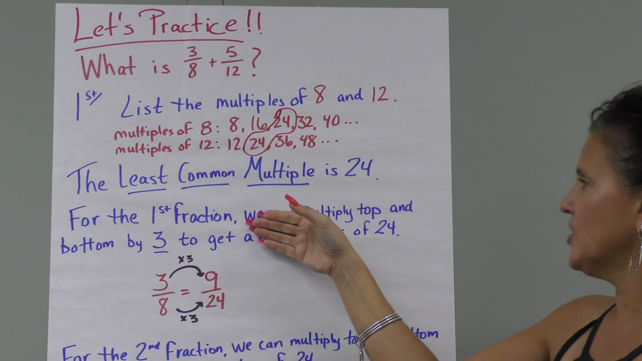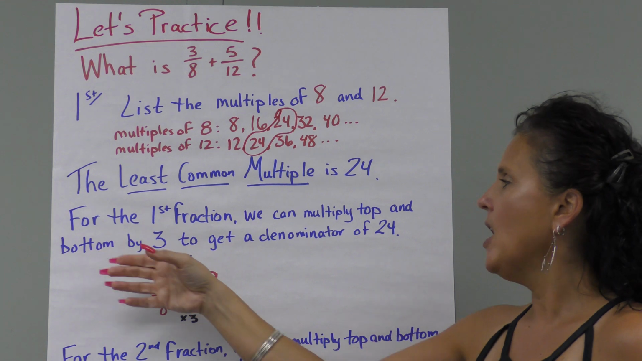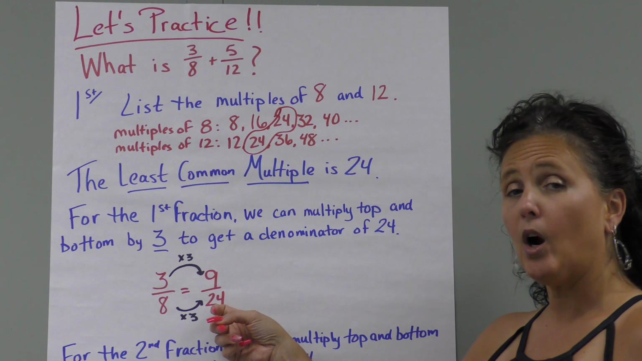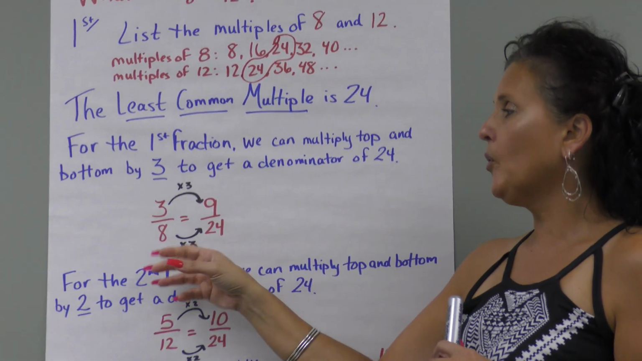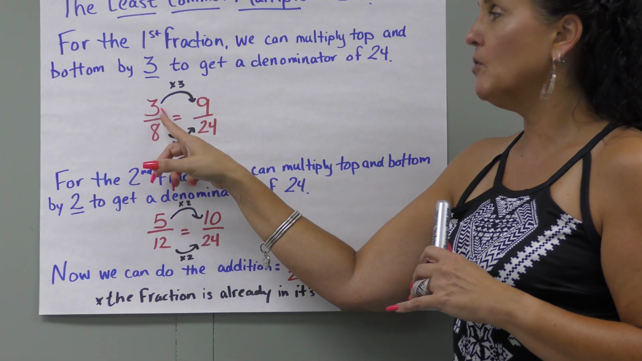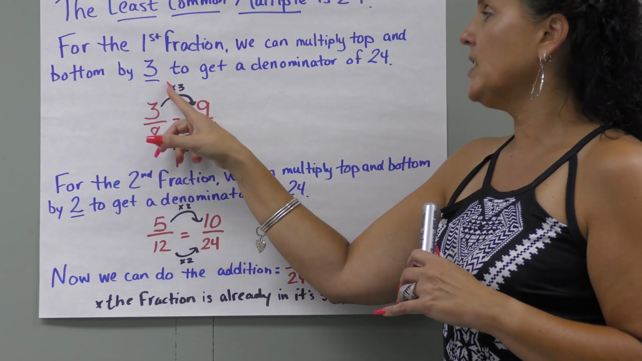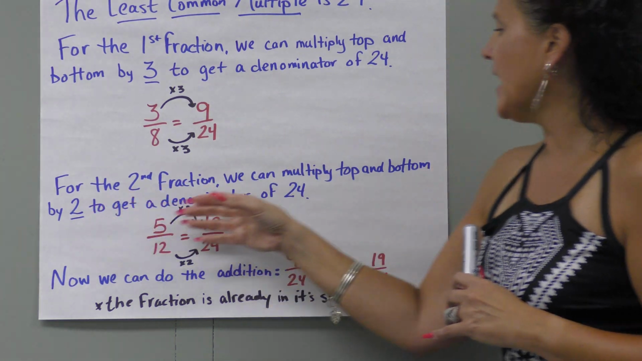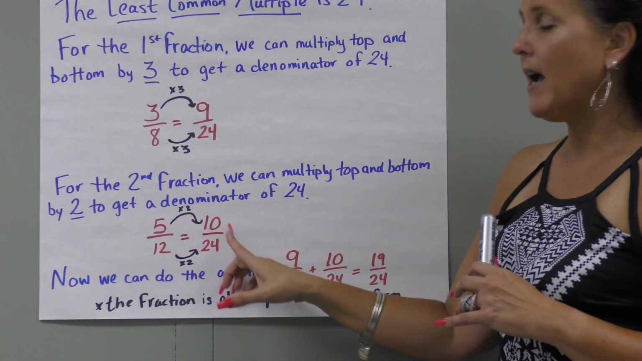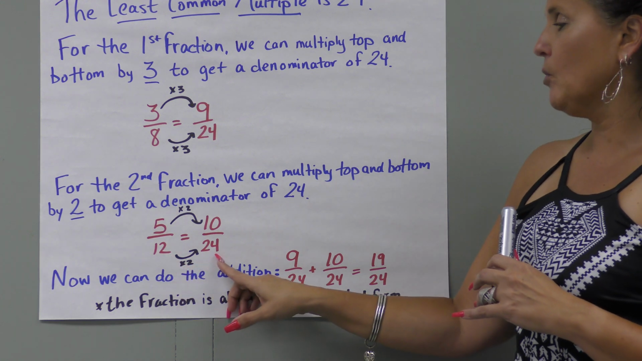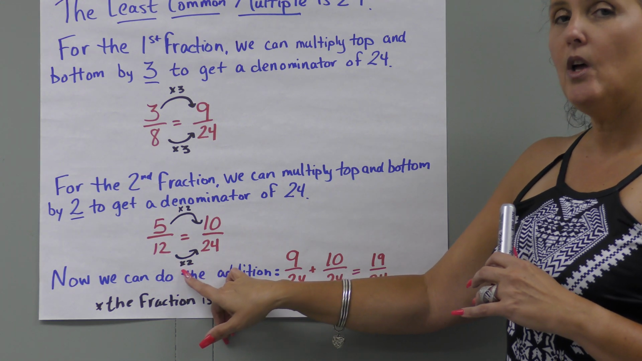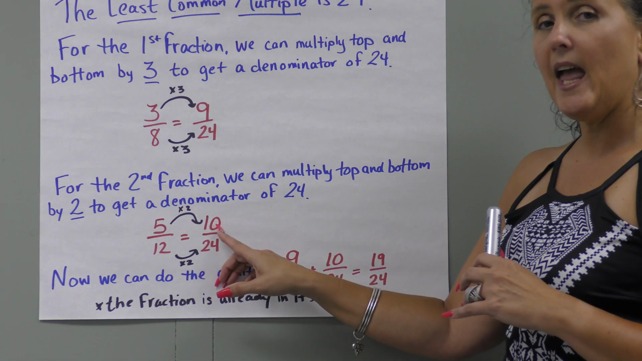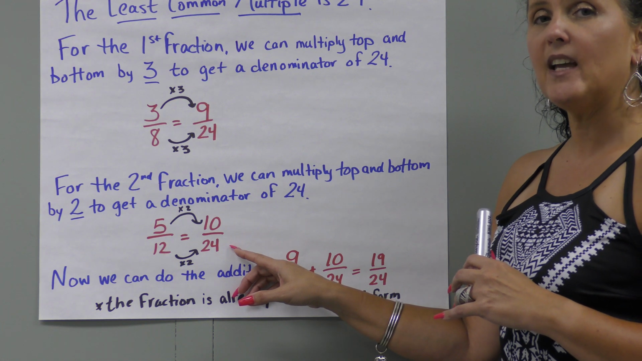So for the first fraction, we can multiply the top and the bottom by 3. So we look at 8, we say what times 8 equals 24? That's 3. So I told you before, if you do it to the bottom number, you have to do the same thing to the top number. So 3 times 3 is 9. So 9/24 is our first number. For the second fraction, we can multiply the top and the bottom by 2. What times 12 equals 24? That's 2. If you did it to the bottom, you have to do it to the top. So 5 times 2 is 10. 10/24 would be our second fraction.